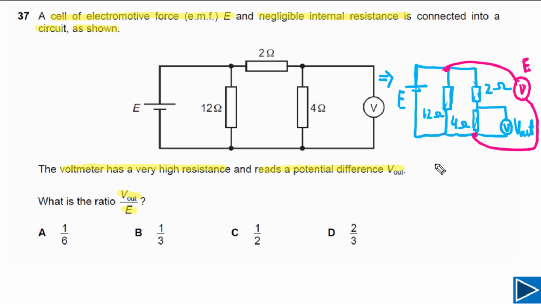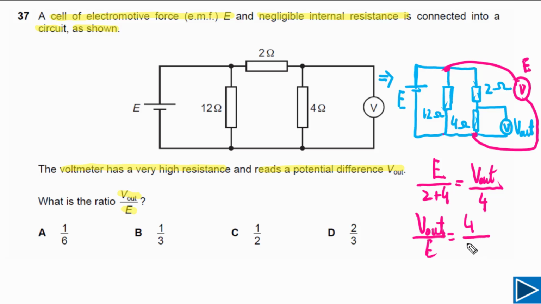From here we can say that the ratio between E over the total resistance in this branch, that is 2 plus 4, has to be equal to V out, the reading on this voltmeter, divided by this resistance, 4. Now we need to find out V out. Simply we can write V out by E. This will be equal to 4 divided by 2 plus 4. Now if we simplify, our answer will be 2 by 3. So the answer for this question is 2 by 3. So this is the simplest way you can find out.